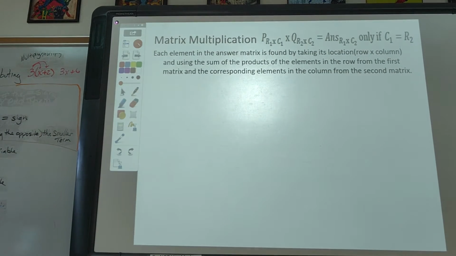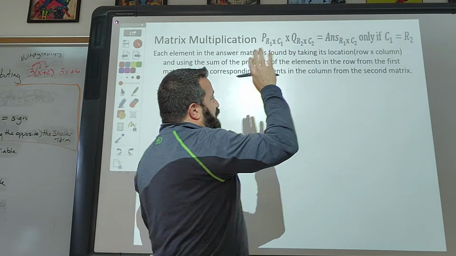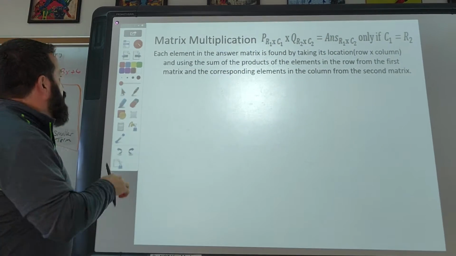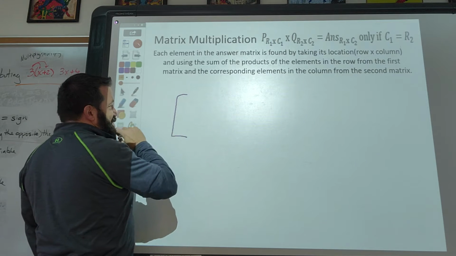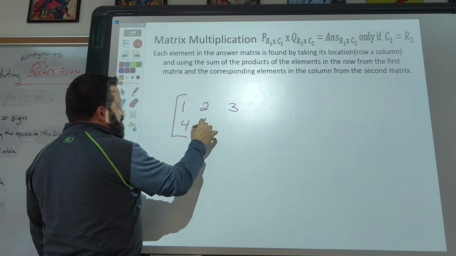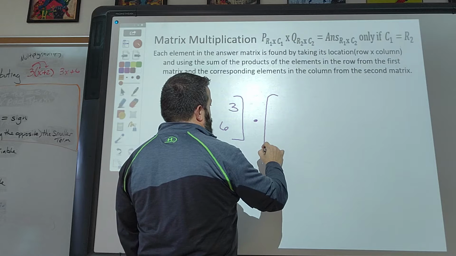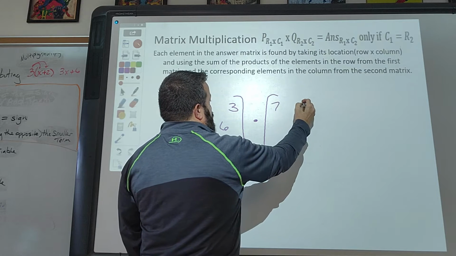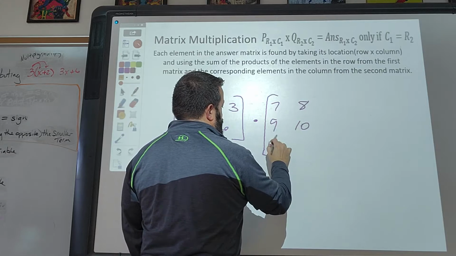Okay, so matrix multiplication. This looks really complicated, I know, but basically it's when you take two matrices and you're multiplying them together. So let's say I have something like 1, 2, 3, 4, 5, 6. I'm being really creative. You don't have to write this down. But I'm going to multiply it by 7, 8, 9, 10, 11, 12.